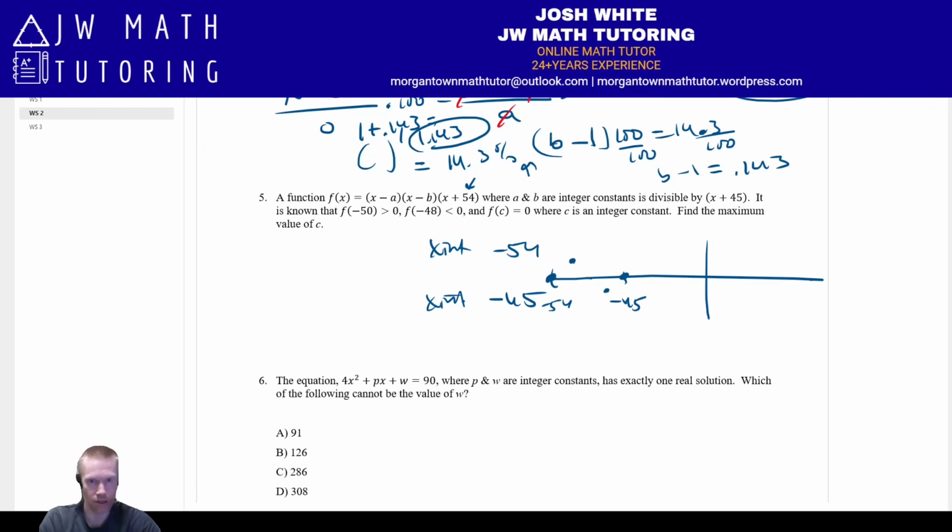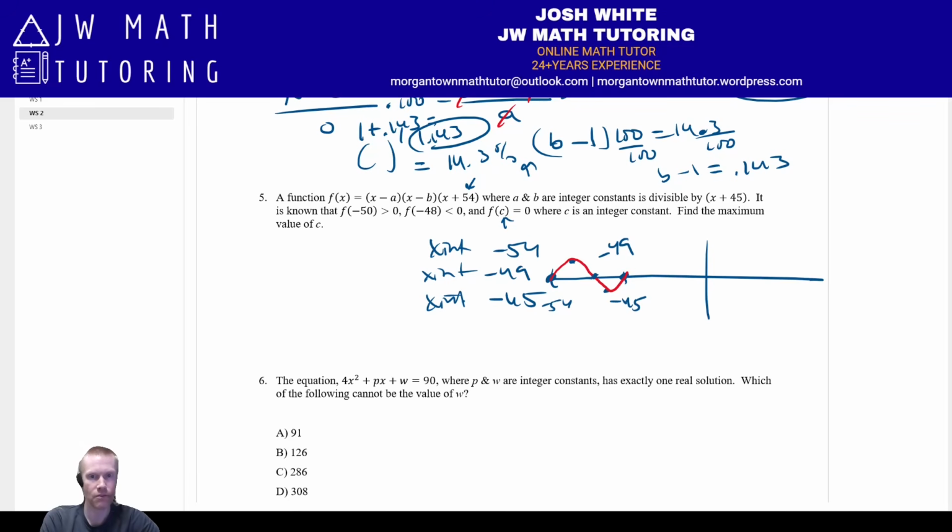Well, what does that tell us? That means it's going to cross somewhere between negative 50 and negative 48, and it specifically has to be negative 49 because it tells us that this value is an integer. So that's the only possibility between negative 50 and negative 48. So my 3 x-intercepts are negative 45, negative 49, and negative 54.